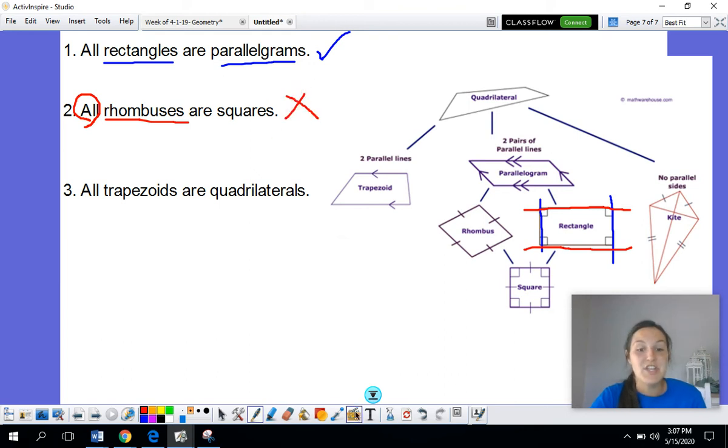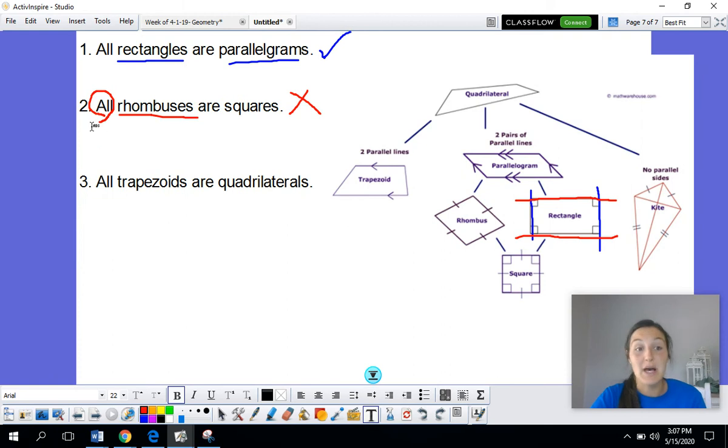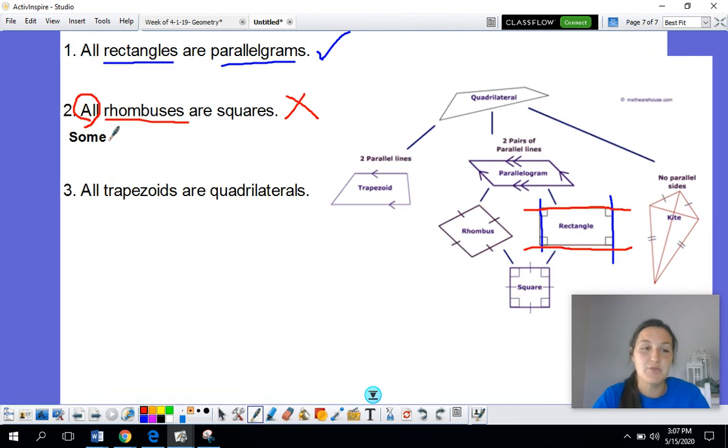Now, if I change that all to some, it could work. Some rhombuses will be squares, but it just depends on which one I'm talking about. So if you have a false statement, it'll normally ask you to correct it to make it true. So I just made that true by changing that all to some. So now it's right. Okay. So then we'll move on to the third one.